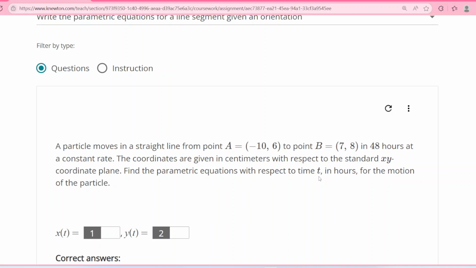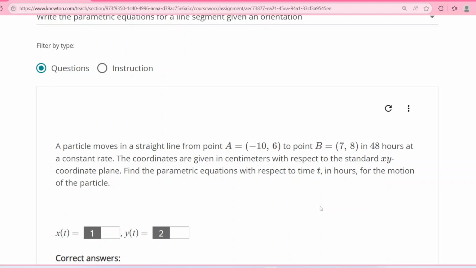Okay, so t will be representing time in hours, and at time 0 hours, at t equals 0, the particle will be at the location -10, 6. And at t equals 48, we would like the particle to be at the location 7, 8. Okay. So there are multiple ways to parameterize any curve. You may have seen this in your reading or studying before on parametric equations.